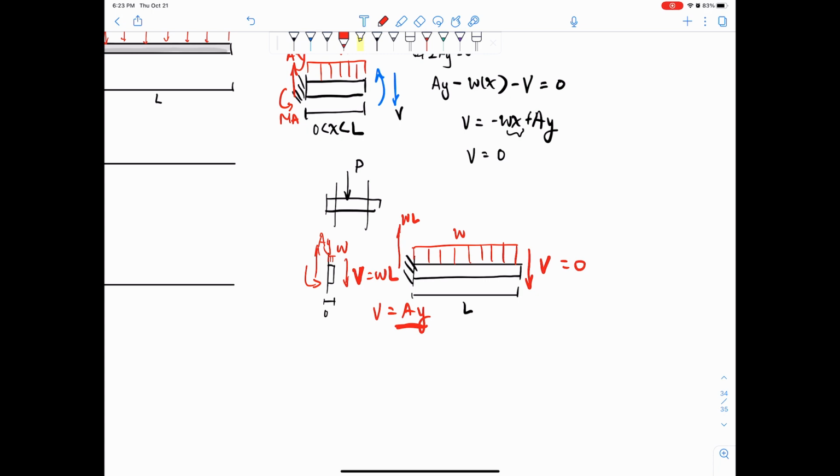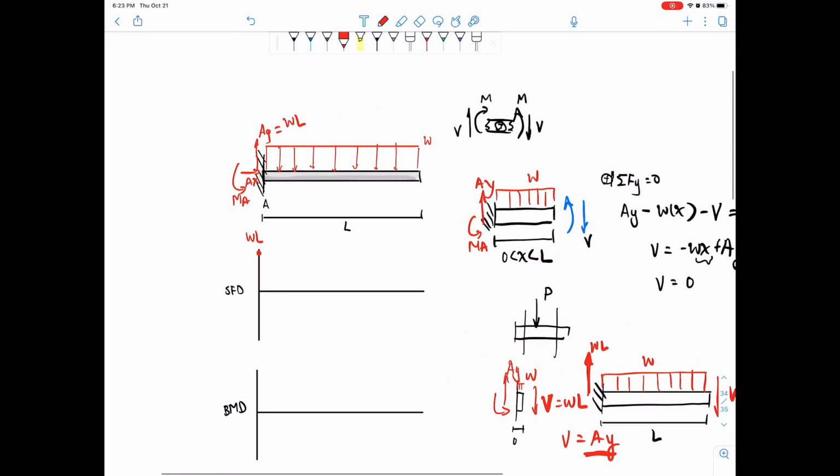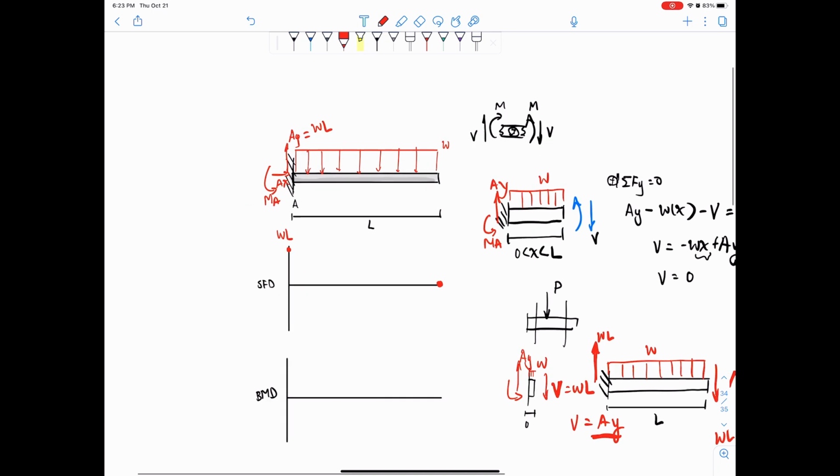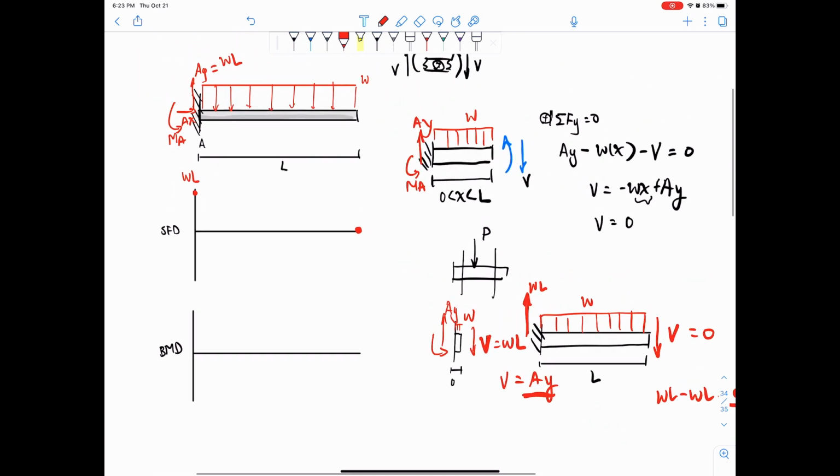If we just do a sum of forces, WL going upwards because that's AY, which is WL, so WL minus WL is just equal to 0. So if we took a cut at this point, it would be 0. Okay, so we have these two points figured out, and hopefully you followed me along just fine until here. Now you might be asking, okay, what about every other point in the middle?